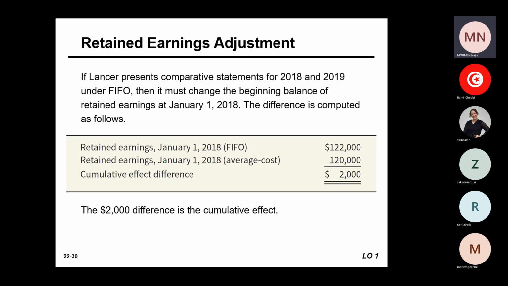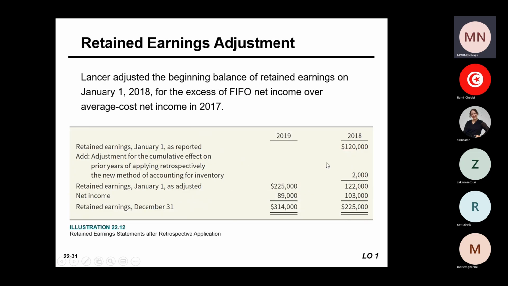If we are providing this comparative statement for only 2018 and 2019, and we must provide it under FIFO now, the beginning balance of 2018 retained earnings will be also adjusted. What we got as a beginning balance of 2018 is the ending balance of 2017. Under the FIFO, the beginning balance should be 122, while we presented it as 120 based on the average cost. So we have to consider 2,000 as adjustment to the beginning balance. So this is what we do.